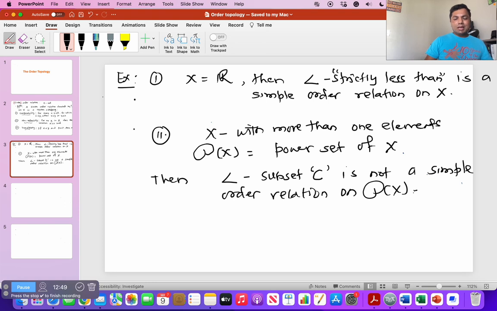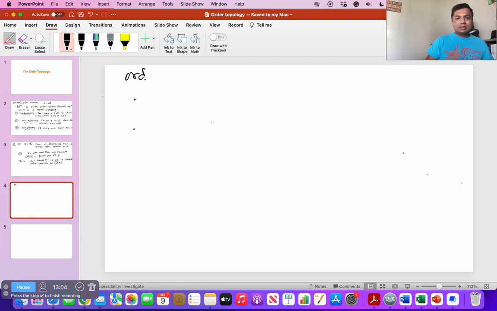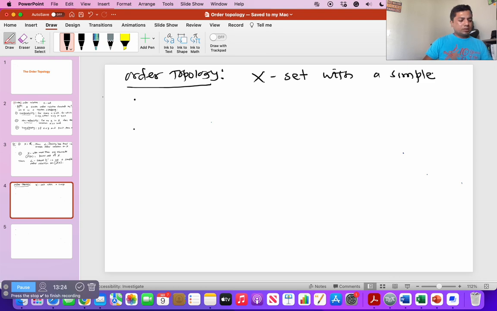Okay, so these are the two examples. First one is the example of a simple order relation, and the second one is a relation which is not a simple order relation. Now we are ready to define the order topology. Now let's define the order topology, and then I will give you a couple of examples. Let's say X is a set with a simple order relation, and has more than one element.